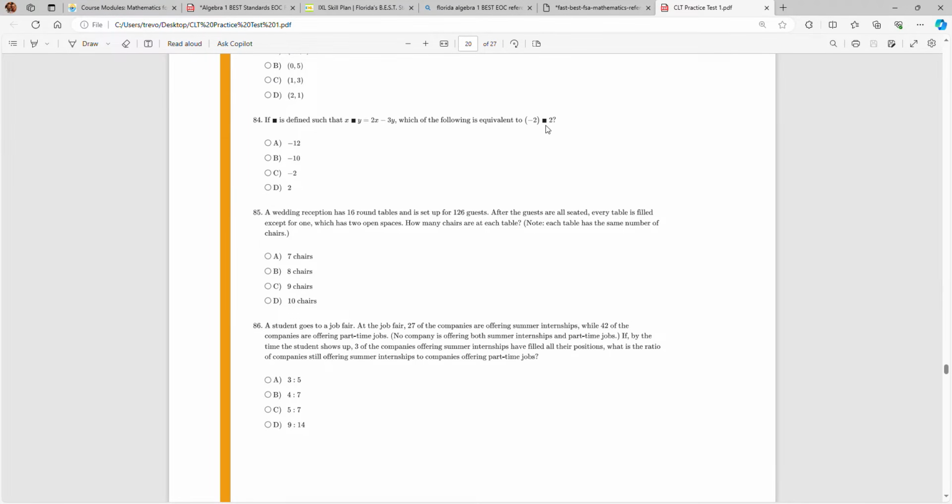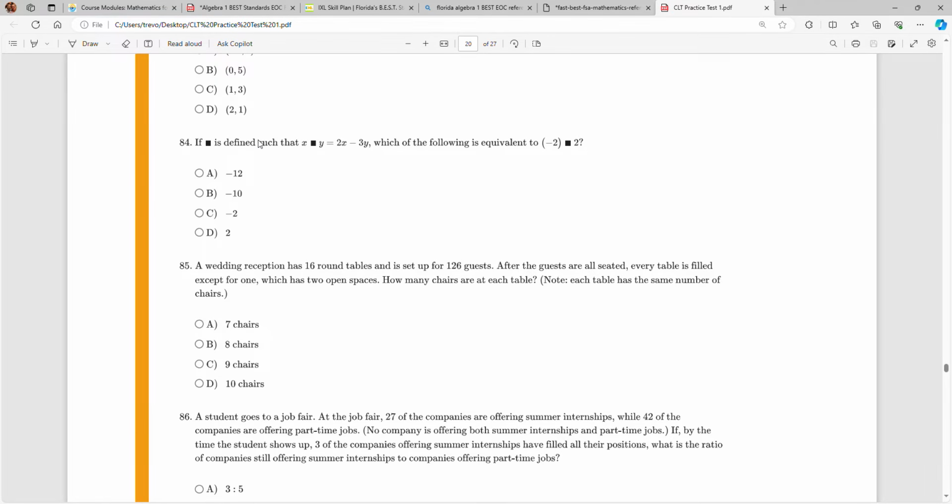Actually, I saw quite a few students while you guys were doing this practice in class were like, what in the world is that box, Mrs. Cameron? That's wild. Why is that there? Well, that's there to make something that's actually kind of easy look more difficult than it is. So we're just going to treat this like a function, right? If a box is defined such that x box y equals 2x minus 3y, which of the following is equivalent to negative 2 box 2?